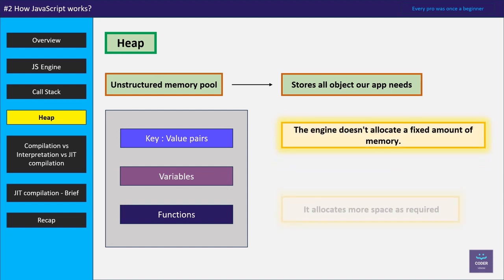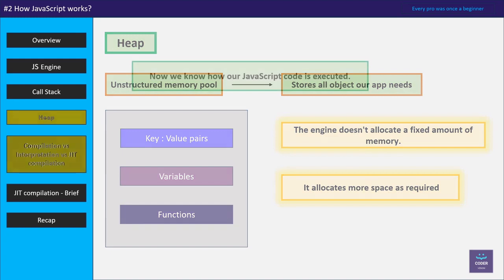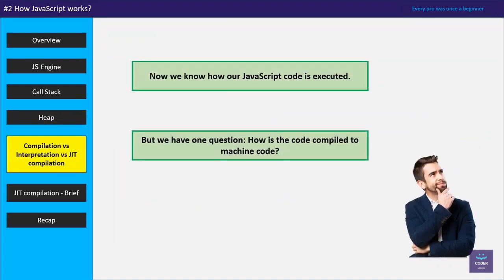Next, the engine does not allocate a fixed amount of size. It will allocate the size based on the requirement. And finally, these storages are cleared. So we learned the important components of our JavaScript engine and how the code was executed.